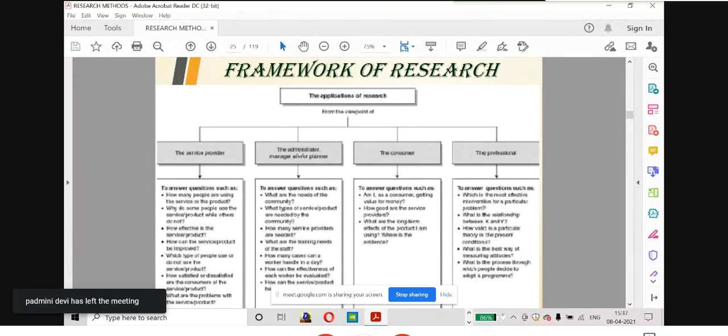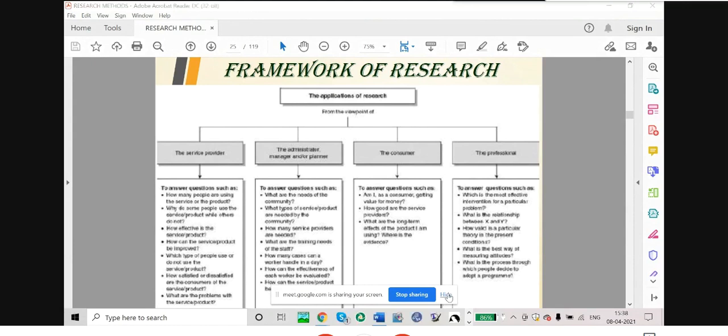Service providers are needed. Service products are needed. Then, providers, sir: what are the training needs of the staff? How many cases can a worker handle in a day? How can the effectiveness of each worker be evaluated?